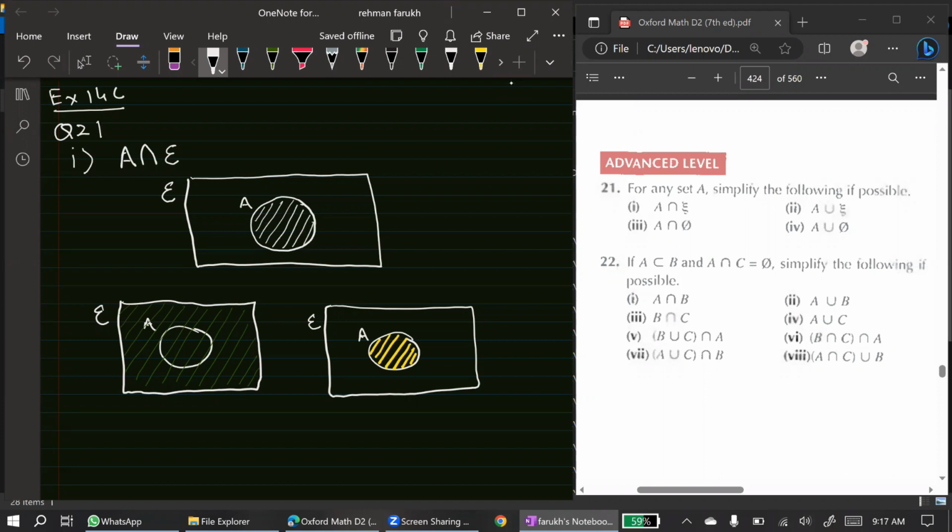So A intersection universal set is equal to A intersection E is equal to, which set is shaded in the final diagram? A.